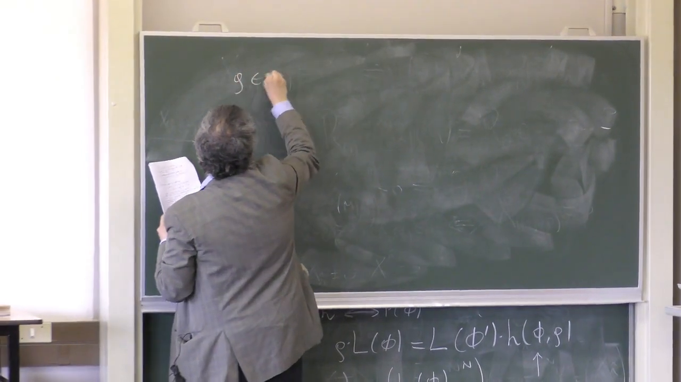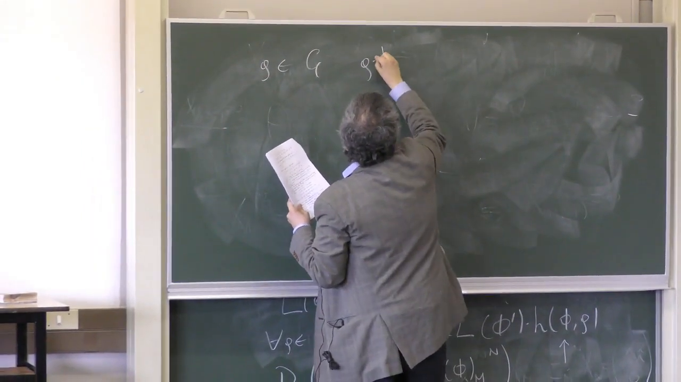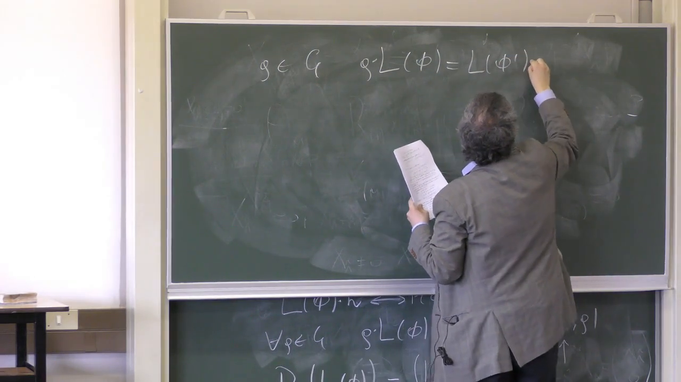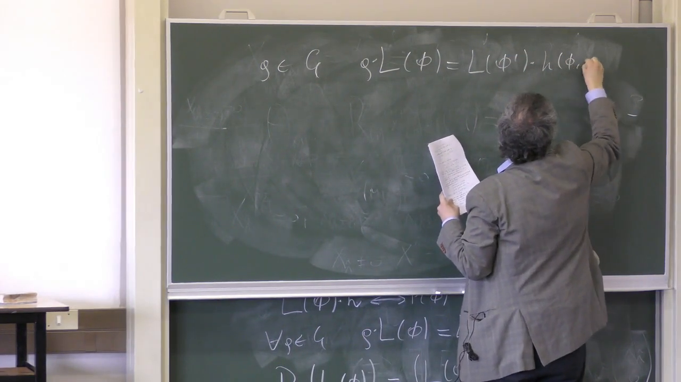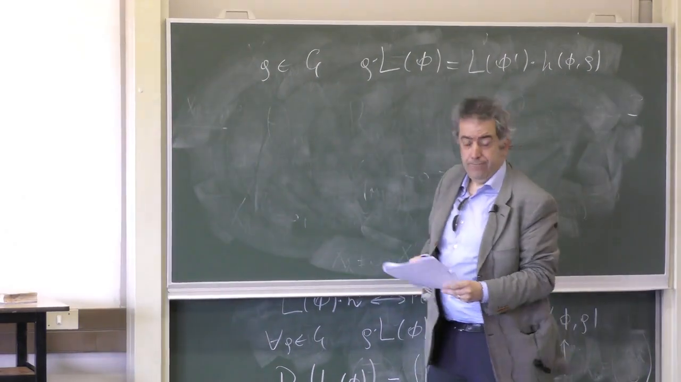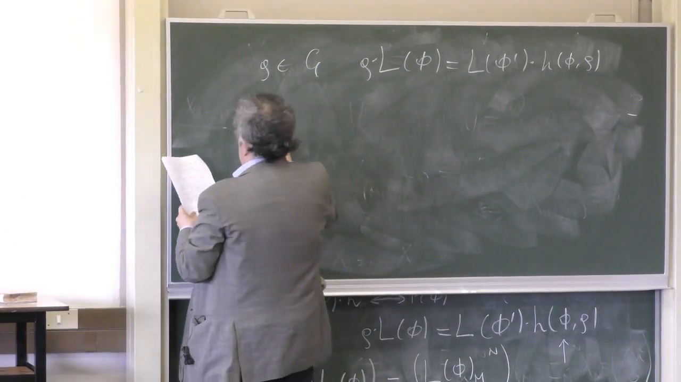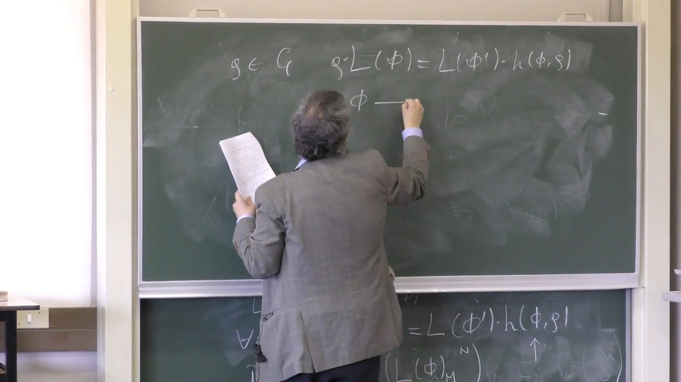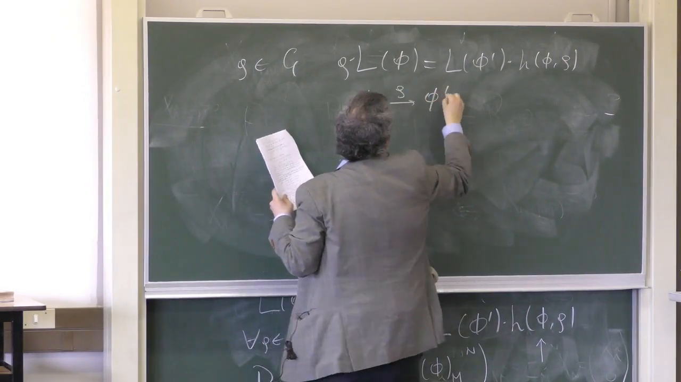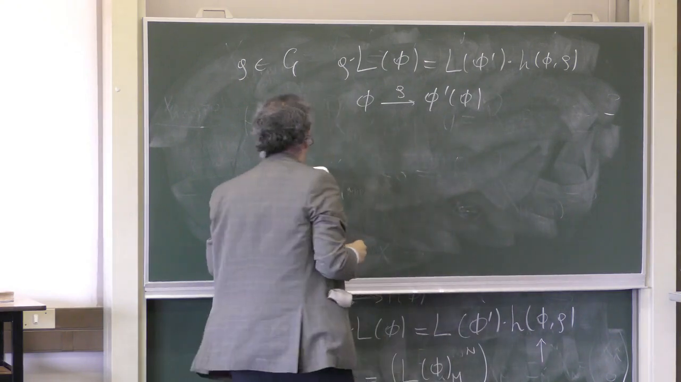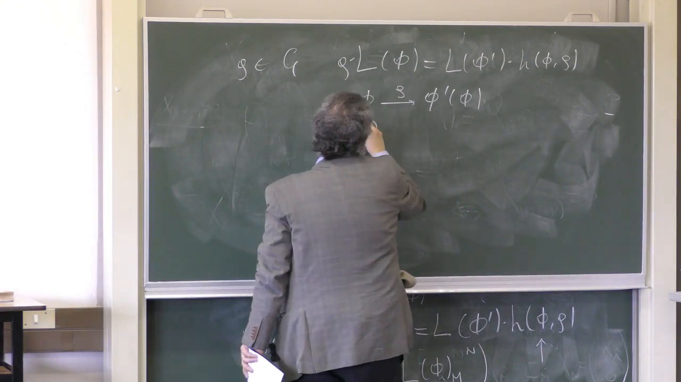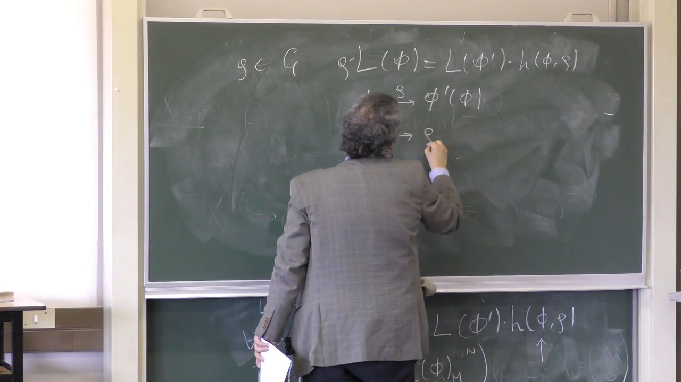Take g in G. g L(phi) is equal to L(phi') times h, which depends on phi and g. Okay? Where phi goes into g(phi) = phi', which is a nonlinear function of phi. And theta transforms into g times theta.